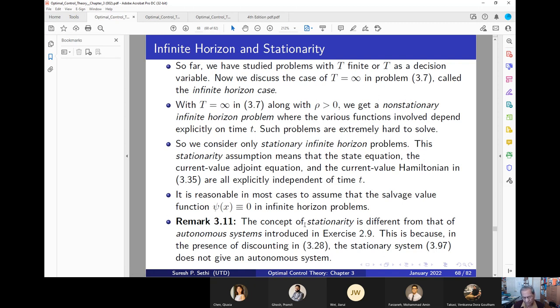And then the remark: we are now talking about stationarity, where both capital F and small f are independent of time. But we also had an autonomous system in exercise 2.9. The system is not autonomous because we still have a time dependence. The autonomous system has no time dependence. But now we have a system that's not autonomous, but it's stationary because the time dependence is only coming through the discount rate. So that's a little distinction in technical terminology.